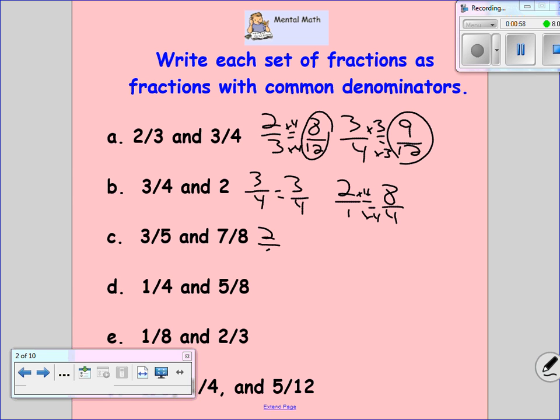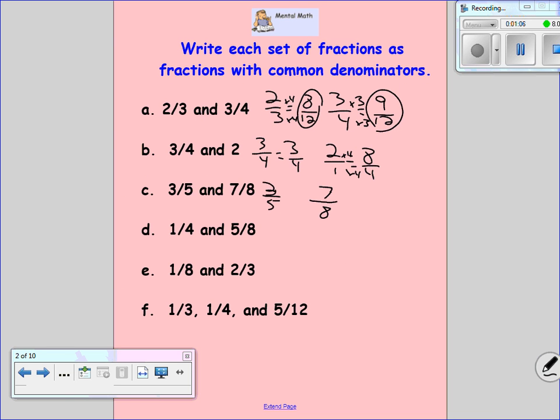3/5 and 7/8. Apologize, make this 3/5 and 7/8. Common denominators, let's put these into 40. Times 8, 3 times 8 gives me a 24. Times 5 gives me a 35/40.